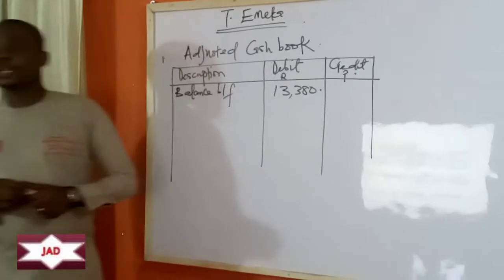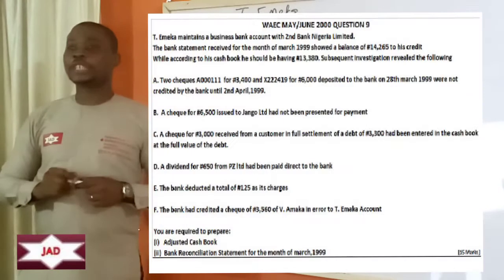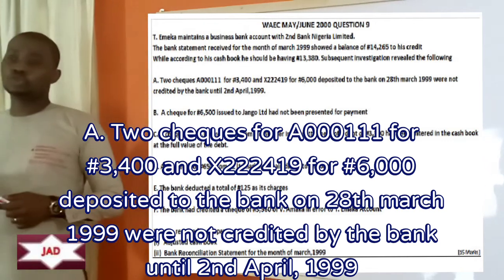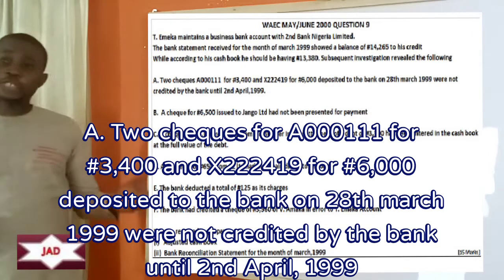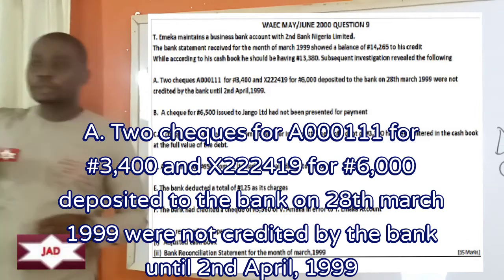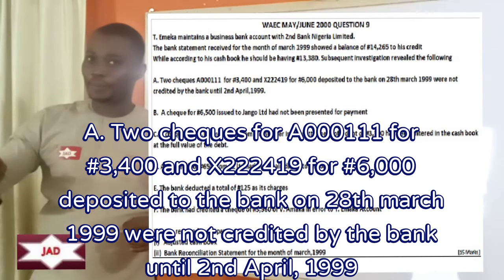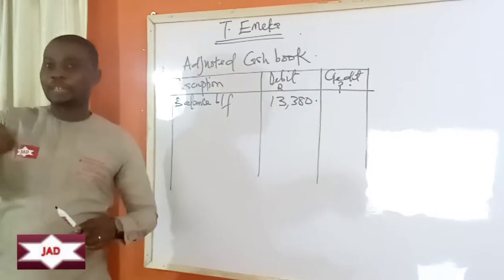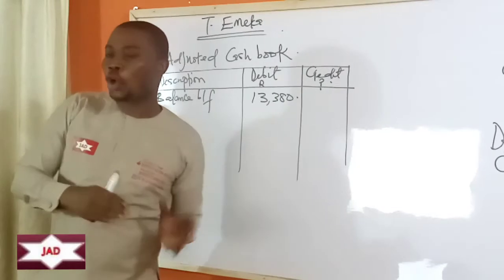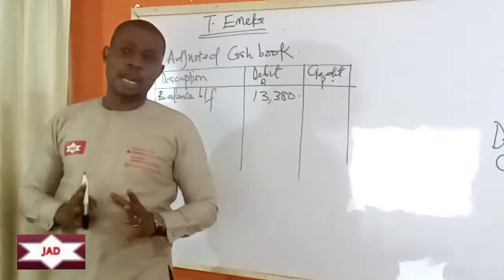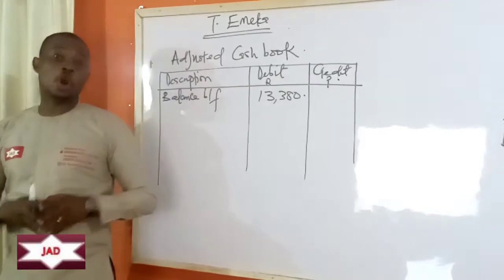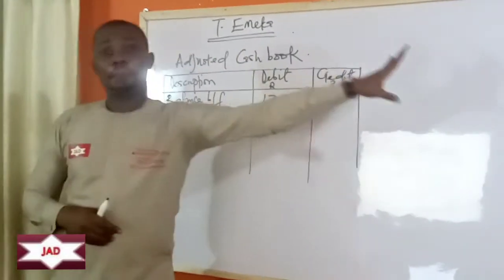Now, they said that the investigation revealed that two checks, A011 for 3,400 and X22419 for 6,000, deposited into the bank on 28th March, were not credited by the bank until 2nd April. So basically, T. Emeka paid an amount of money into his bank account, but the bank did not credit him until the following month. Remember, we are reconciling March. So the money didn't come in until April. Within March, the period of reconciliation, that value is what we call uncredited checks. If you have gone through our class on bank reconciliation statement, it is usually used in preparing the bank reconciliation statement.